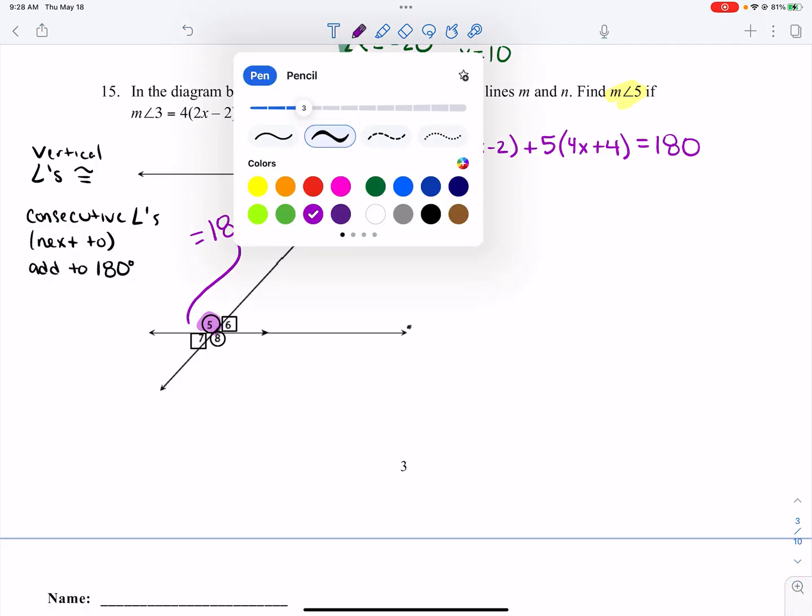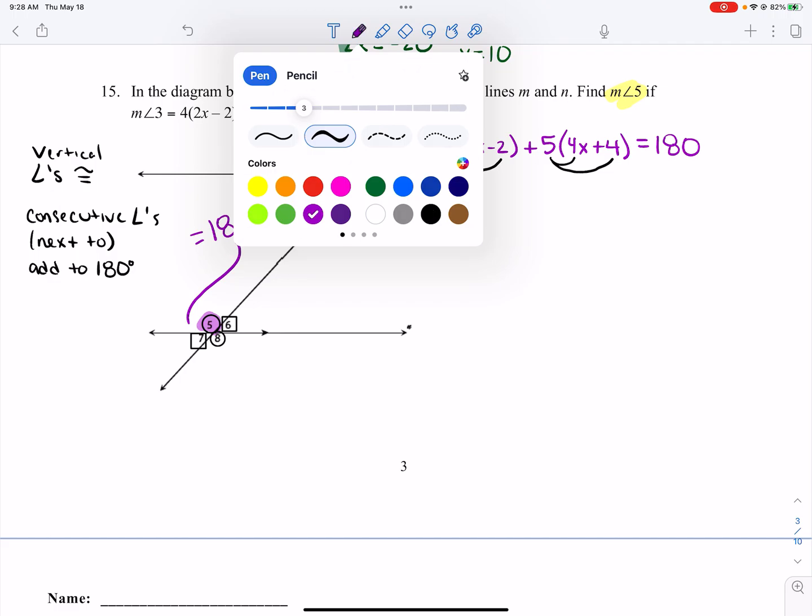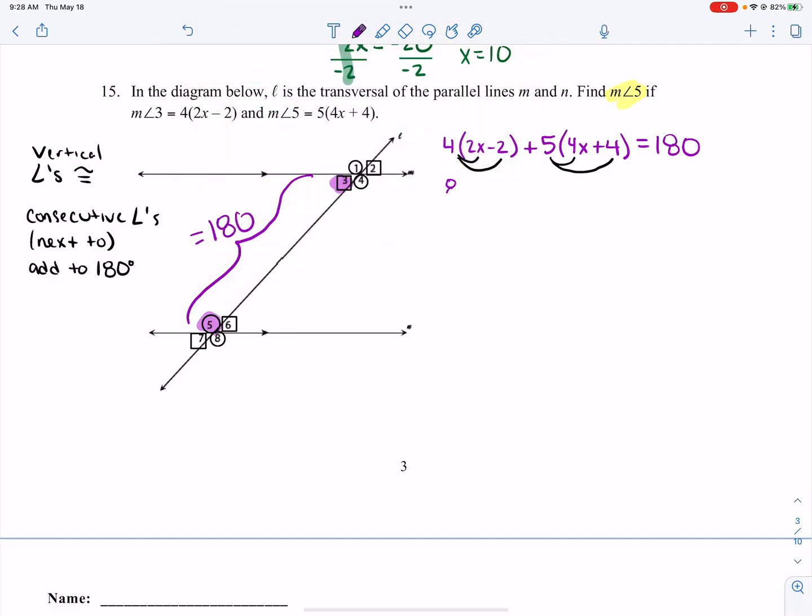I need to distribute the 4 to both numbers, and then I need to distribute the 5 to both numbers. So 4 times 2x is 8x. 4 times negative 2 is negative 8. 5 times 4x is plus 20x. And 5 times 4 is plus 20. Bring down my equal 180.